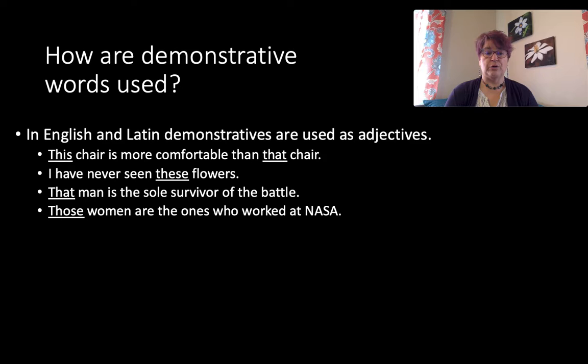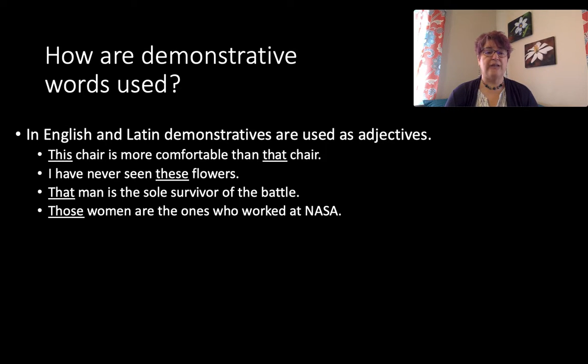And here is the plural of that. Those women are the ones who worked at NASA. So I might be at a lecture and I might see a group of women on the stage, and perhaps someone has come in late and doesn't know who they are, so I might say to them, those women, the ones on the stage, are the ones who worked for NASA. So this is how we see the adjective in a sentence in English.